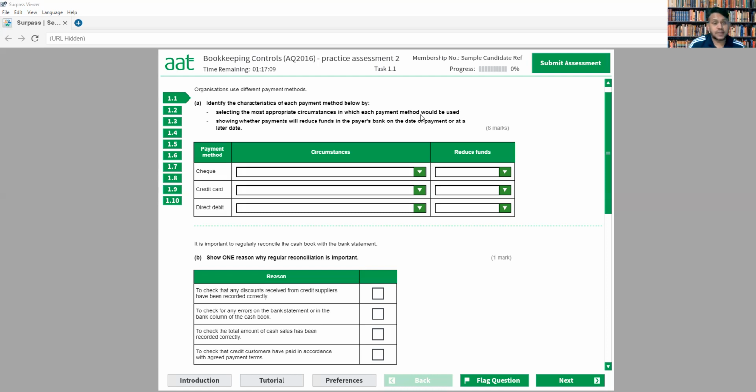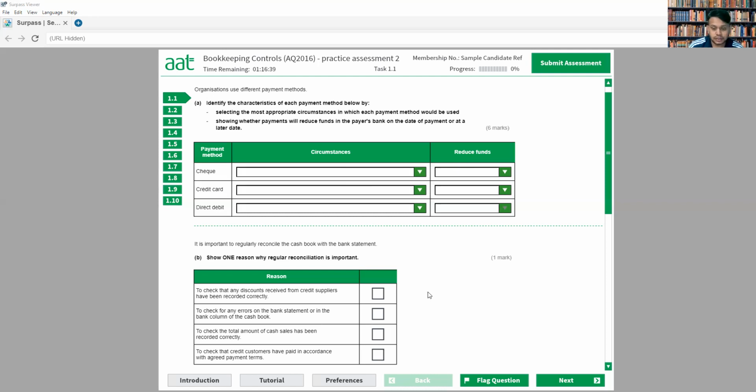The first question we have here is from the payment system. Now, this is a very common question. Number 1 will be from the payment system. Now, let's read this question. It says, organization use different payment methods. Identify the characteristics of each payment method below, selecting the most appropriate answer. So they give us some payment methods, they give us some situations, and they are asking whether the funds are reduced on the same day or later.